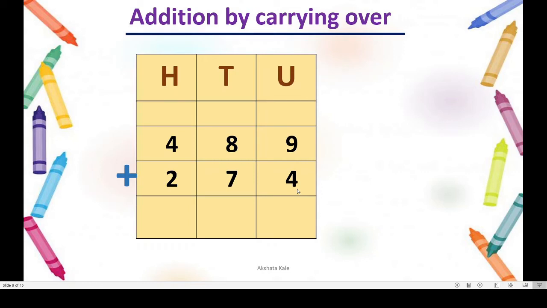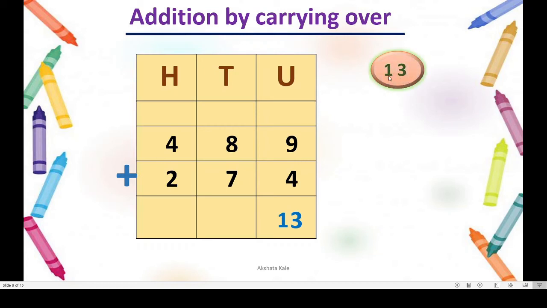I will write 13 here, 3 and 1. But we can't write 13 in one column, that is in the unit place, because we can write only one number in one column. So I will write here 13.